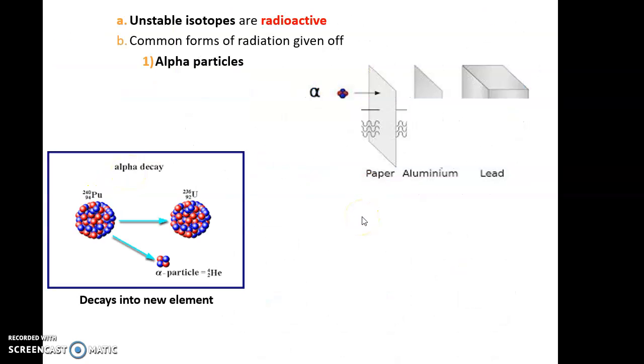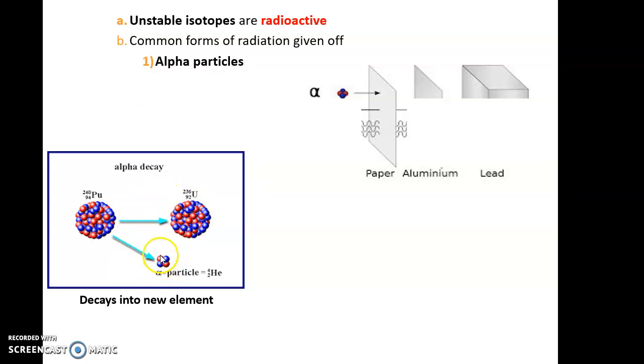Now, it turns out that some isotopes are unstable, and these unstable isotopes are radioactive. And when they break down, they often give off some form of radiation. There are 3 main types of radiation. The first type is alpha radiation, where alpha particles are released. So for instance, plutonium here will break down into uranium and release an alpha particle.